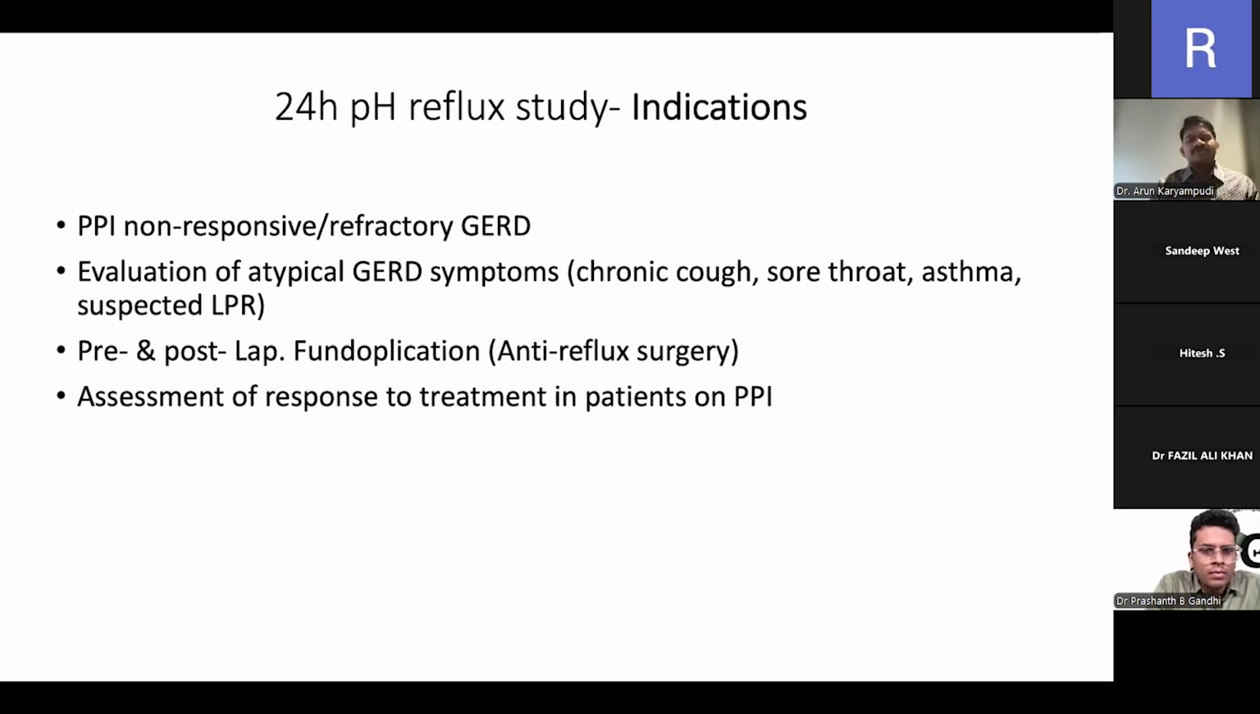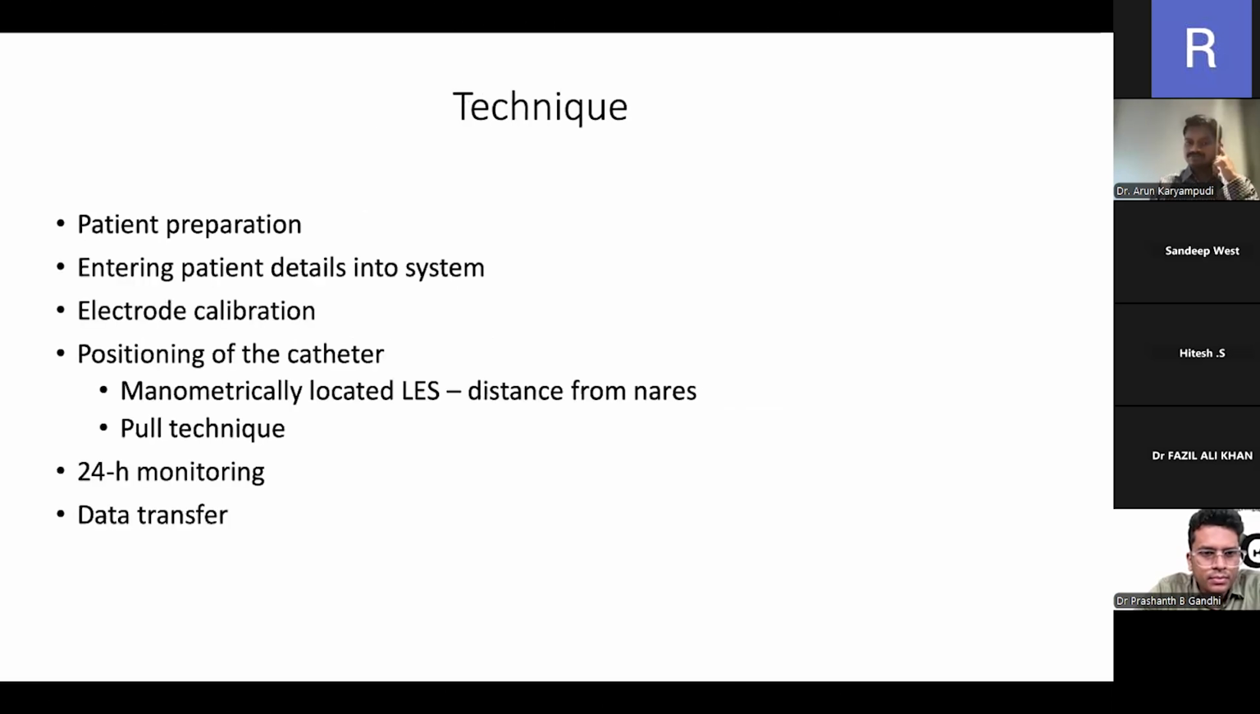So before and after anti-reflux surgery, such as laparoscopic fundoplication or endoscopic anti-reflux surgery, yes, a 24 hours pH study is a must before you embark on these kinds of invasive procedures. And again, in a patient who is having proven GERD and you need to see the response to treatment on PPI, you can always do this kind of study on acid suppression. So when the patient is already on acid suppression, you can always do these studies and see what's really happening, whether the therapy is working or not.